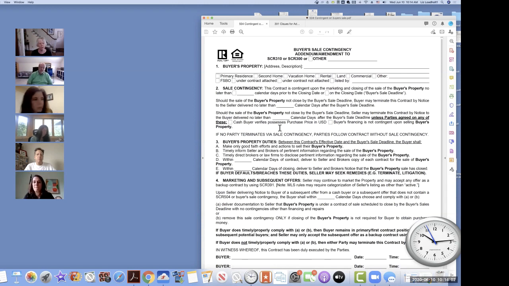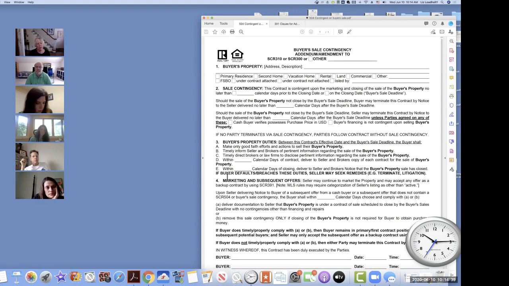So once it goes under contract, whatever days you put in here, that buyer is supposed to deliver copies of the contracts within that time frame. You can put 2 days, 3 days, whatever, but typically I see 1 or 2. And the buyer shall, within blank calendar days of closing, deliver to seller and brokers notice that the buyer's property sale has closed. Well, if you have a closing date at the top, it's kind of a moot point, right? Typically people try to close them at the same time. So you can stick 1 day or 2 days in there as well.